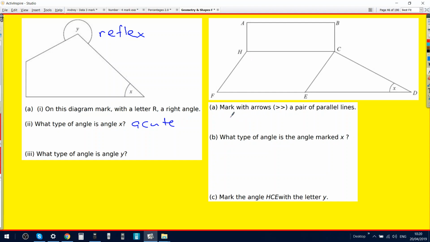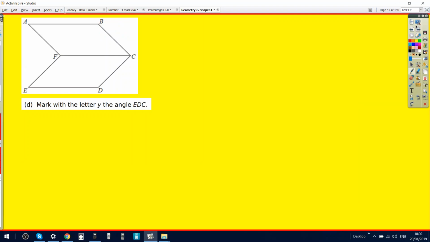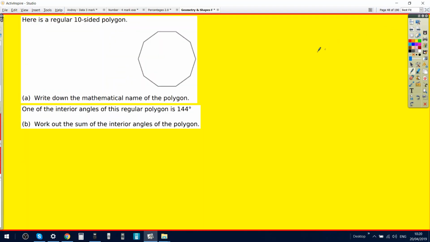Okay, how about A on the right? Mark the arrows, the two parallel lines. Is that H and C and A and B? H to C, A to B. Yeah, that's fine. That's all right. Okay, how about this one?